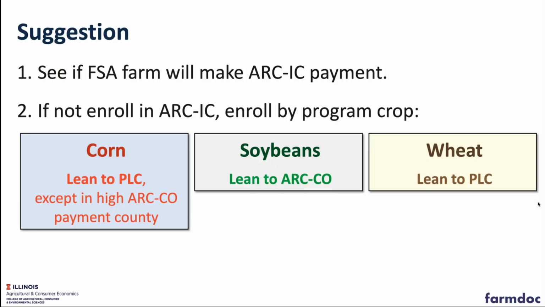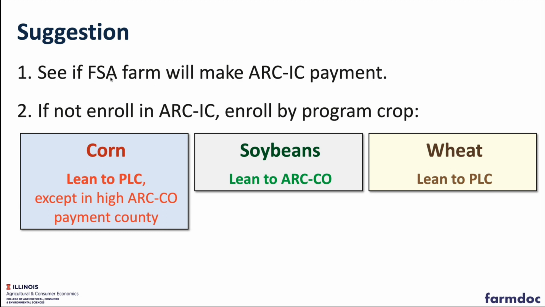All right, wheat. Wheat's easy. Wheat's easy. Lean towards PLC. So again, coming back, for corn we lean to PLC unless you're in a high ARC County payment area, soybeans lean to ARC County, wheat lean to PLC.